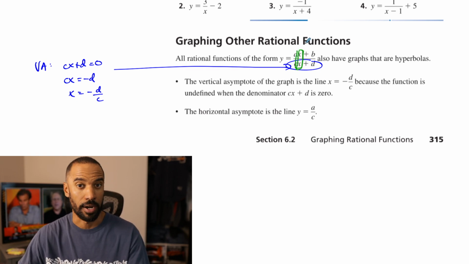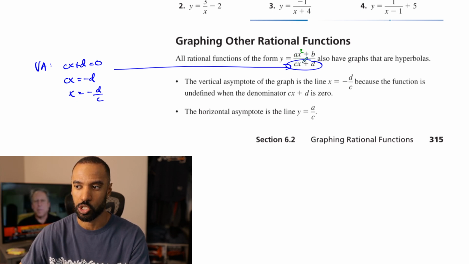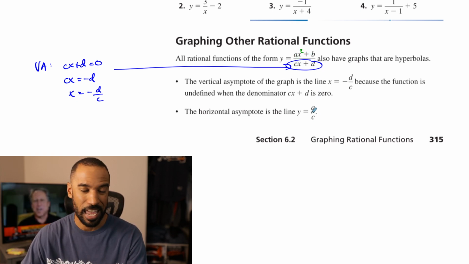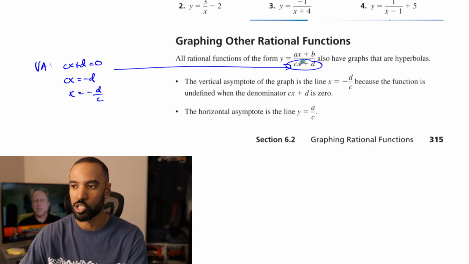They're both degree 1. They're both x to the first power. If this was x squared and this is x to the first power, this isn't a over c anymore. In fact, this one would be at y equals 0.